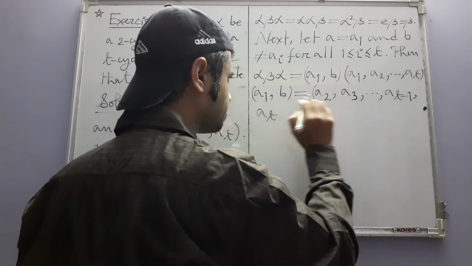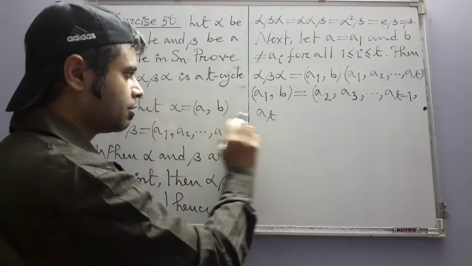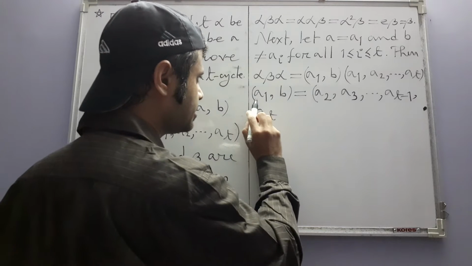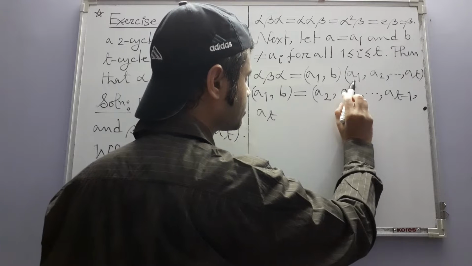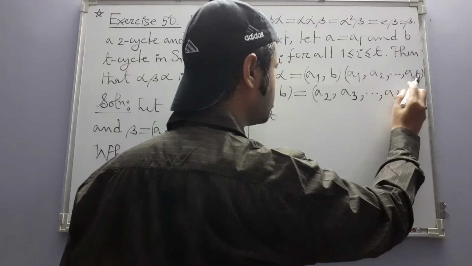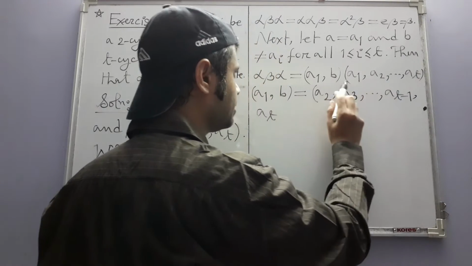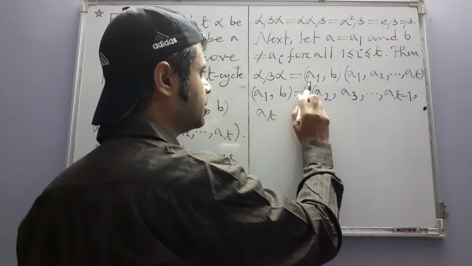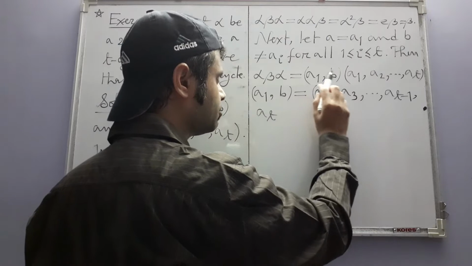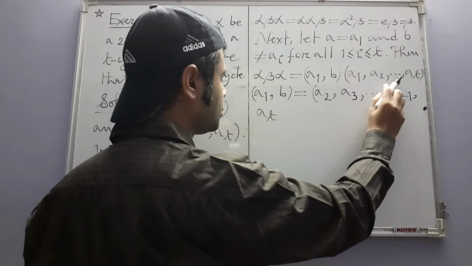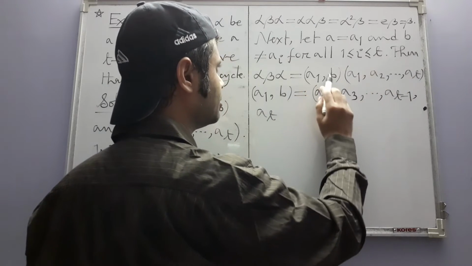Fine. Then we look at AT. AT is unaffected by this. AT is sent by this middle one to A1, and then that A1 this time around is affected by this leftmost one, and it sends that A1 to B. So that means ultimately AT is being sent to B.